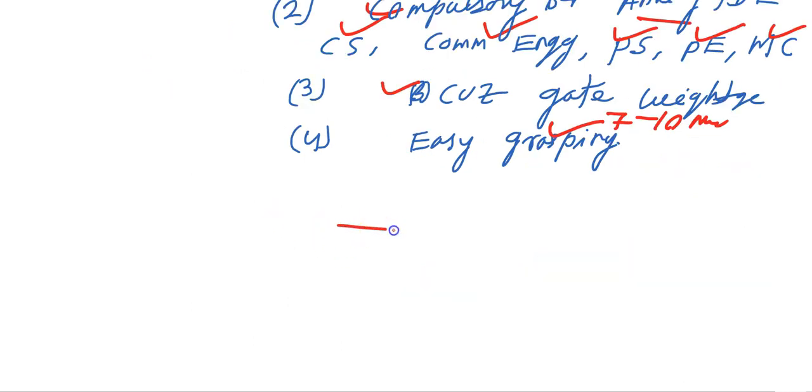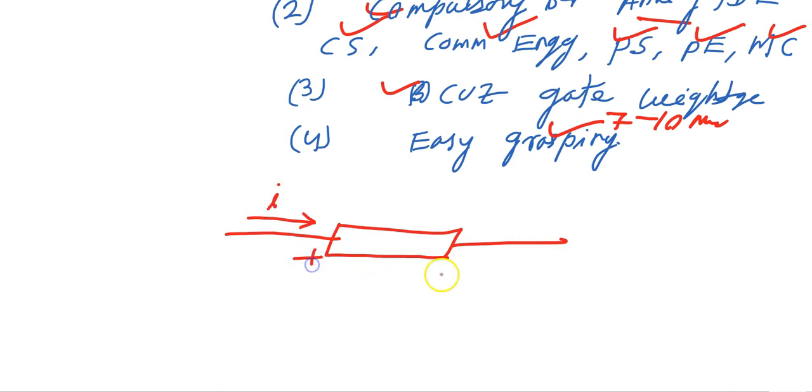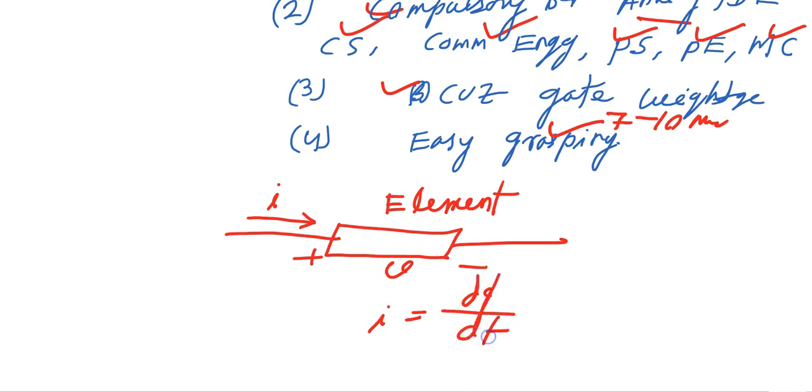So we'll start from basic elements. So this is a basic element, with positive current and voltage convention. The basic relation is i = dq/dt. That is, current is the time rate of change of charge.